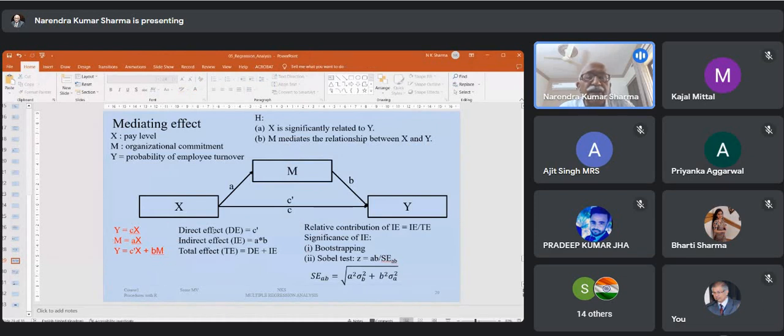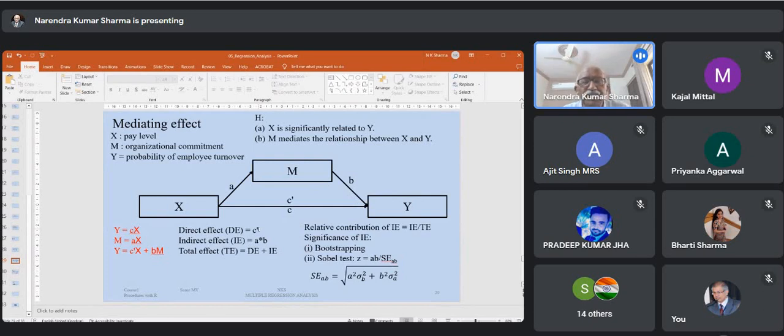Then you compute direct and indirect effects. The direct effect is from x to y, and that will be c prime when you are taking the final model, when everything is included in the model. c prime will be slightly different from c. So the direct effect is c prime. To get the indirect effect, you compute a times b. Now these should be standardized coefficients. So you use standardized regression coefficients to compute direct and indirect effects, and then you get the total effect as DE plus IE.